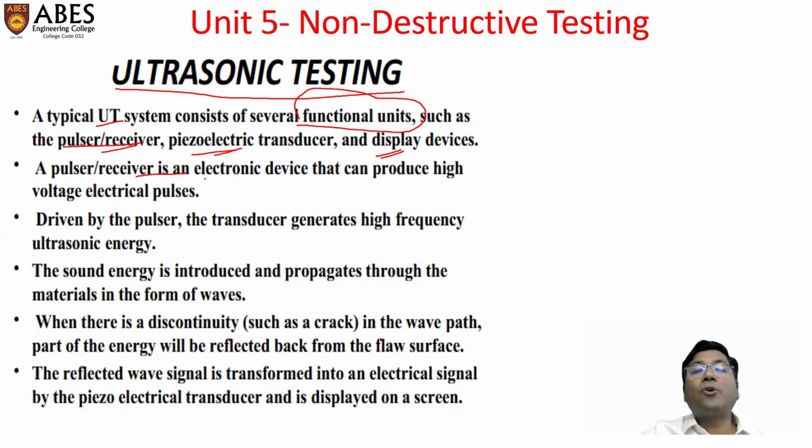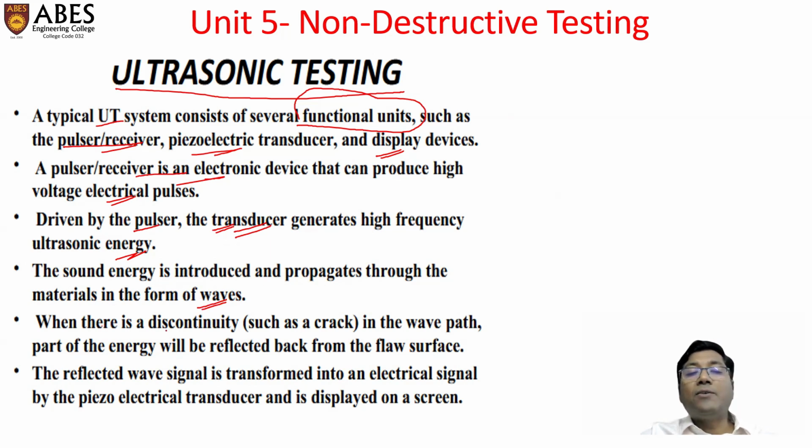A pulser receiver is an electronic device that can produce high voltage electric pulses, and driven by the pulser, the transducer generates high frequency ultrasonic energy. The electric pulse is converted into high frequency ultrasonic waves through the piezoelectric transducer. The sound energy of the ultrasonic waves is introduced and propagates through the material in the form of waves.